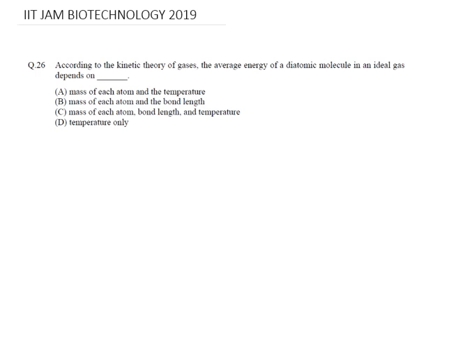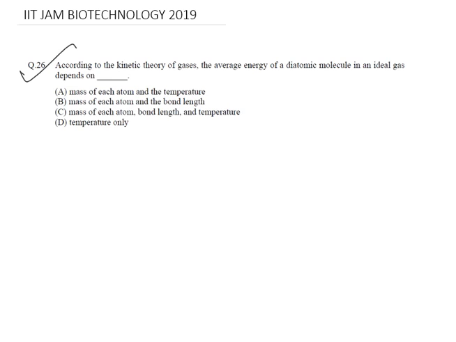Hello, today we are going to solve one question from IIT JAM Biotechnology 2019. As we know that JAM is one of the most important examinations in India for the students who want to join IITs to pursue their master degree courses.